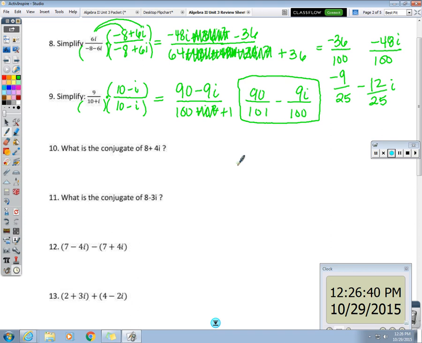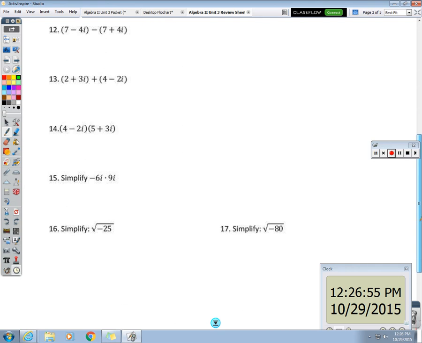Okay, number 10. What is the conjugate of 8 plus 4i? 8 minus 4i. All you change is the complex part. What about the conjugate of 8 minus 3i? Right. Okay, number 12. What is number 12 wanting you to do?